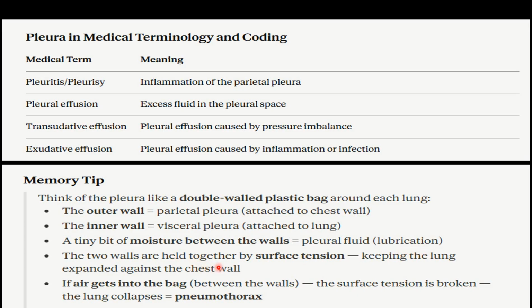The two walls are held together by surface tension, keeping the lung expanded against the chest wall. That is also needed. So if air gets into the bag between the walls, the surface tension is broken and the lung collapses, which is a pneumothorax. So these are all the things that you should remember.